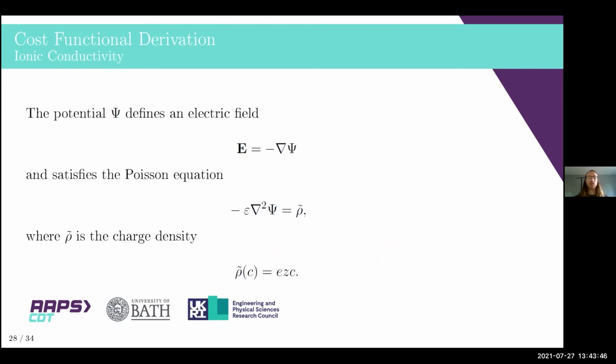This potential defines an electric field, which satisfies this Poisson equation, which essentially says that in regions of higher charge density, the increase or decrease in the electric field, so the divergence of the electric field, is greater. So if we've got a region of zero charge, then there's no increase or decrease in the electric field.